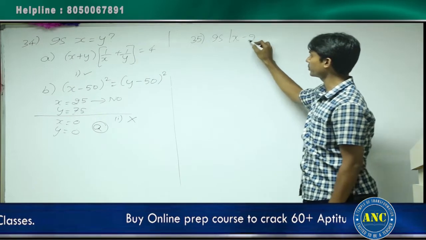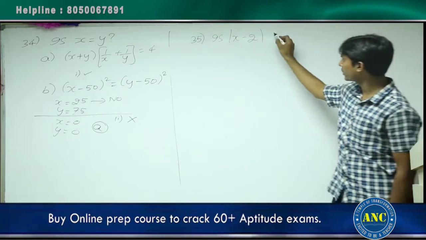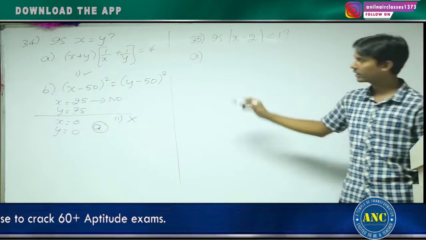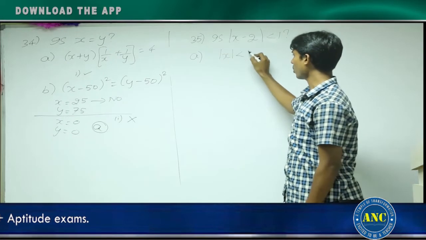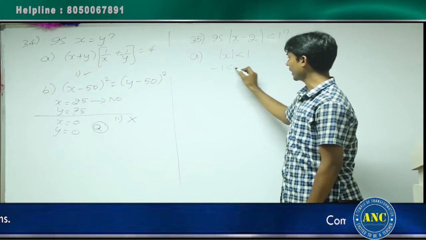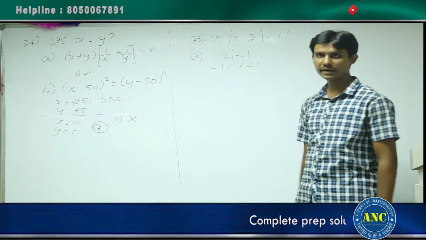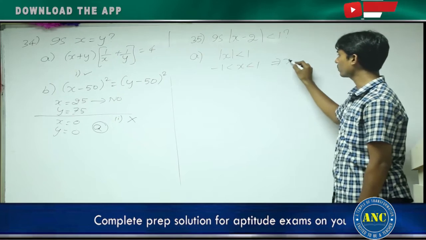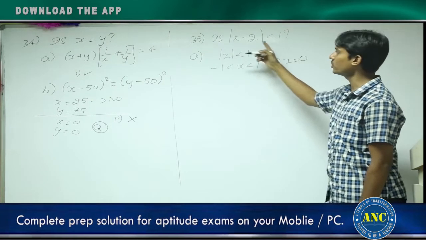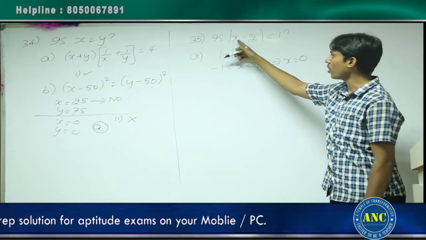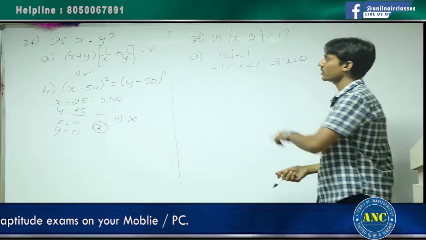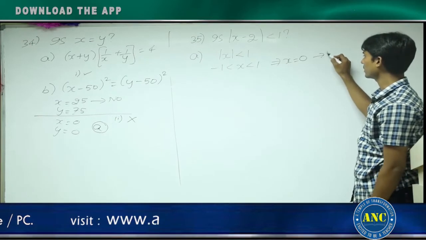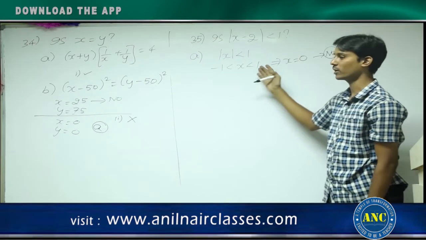Is mod of x minus 2 less than 1? Statement 1 alone says that mod x is less than 1. See here, mod x is less than 1 means x lies between minus 1 to plus 1. What is the value which will satisfy from minus 1 to plus 1? 0. If I substitute x is equal to 0, is mod of 0 minus 2 less than 1? 0 minus 2 is minus 2. Is mod 2 less than 1? No.